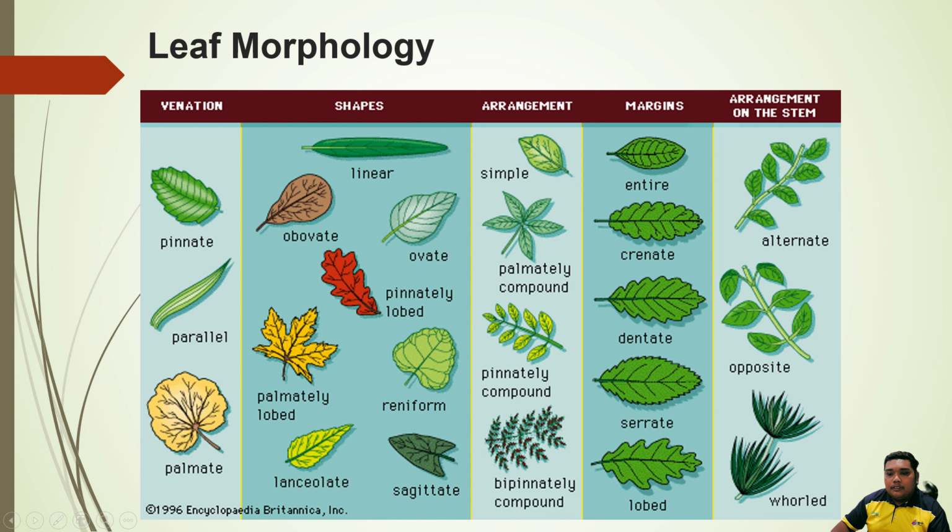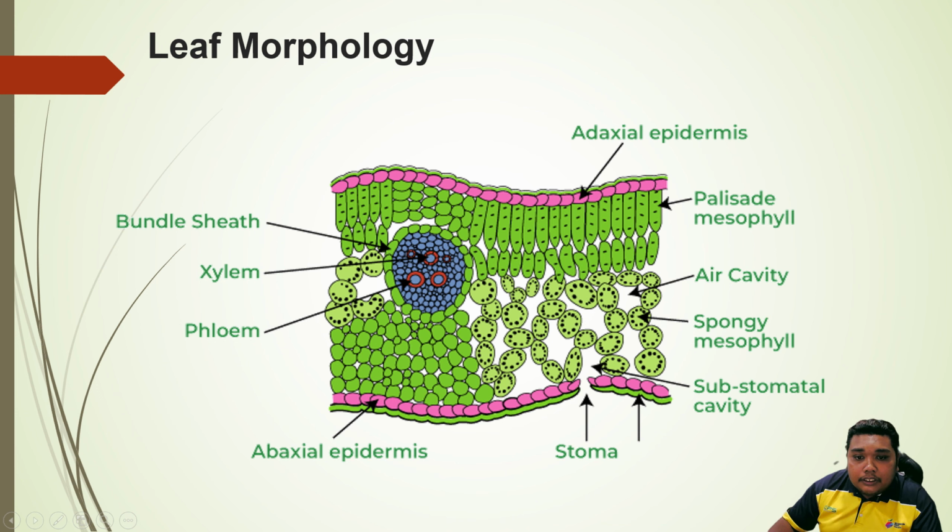Also, whorl is when the leaves surround the stem in a circle shape. So next we go to the morphology. We have vascular bundles, the xylem and phloem, for food and water. Also the stoma and the adaxial epidermis.